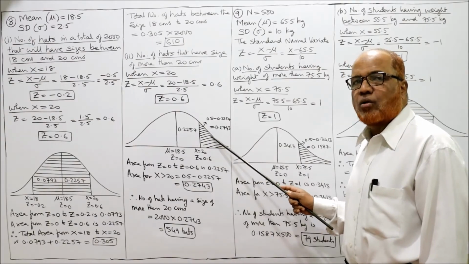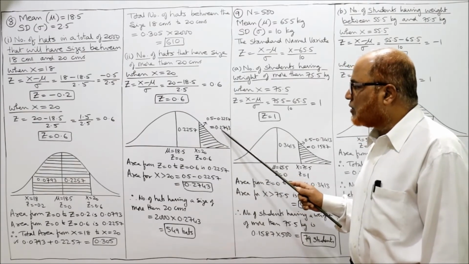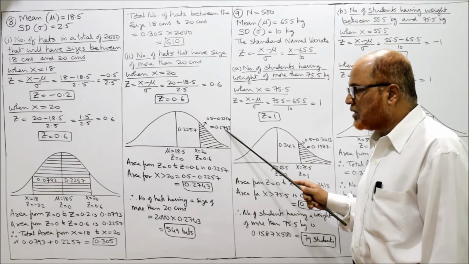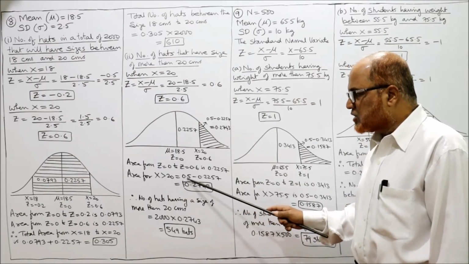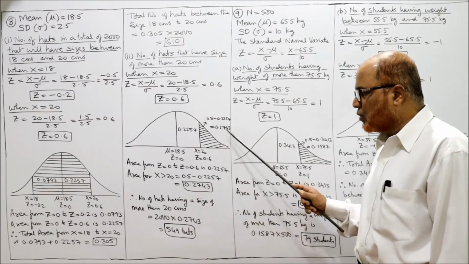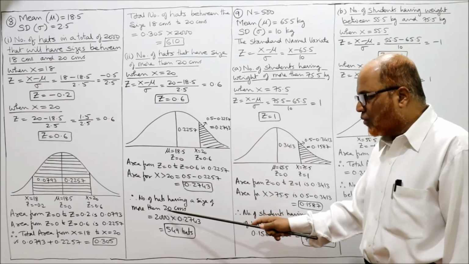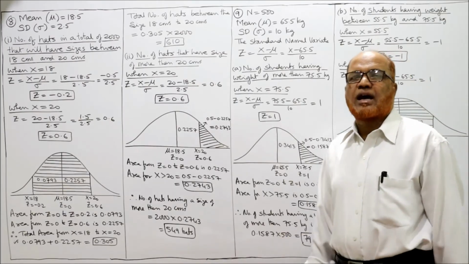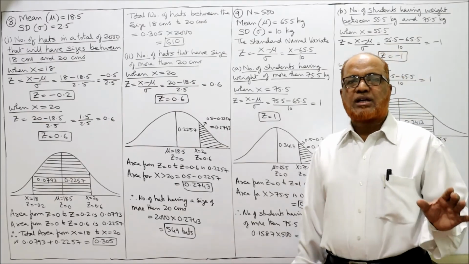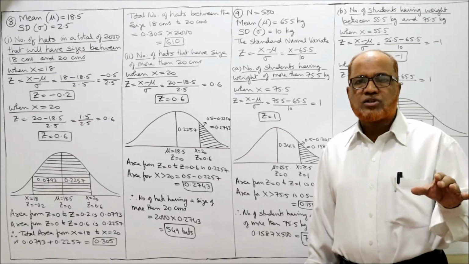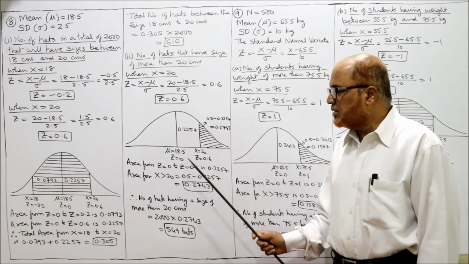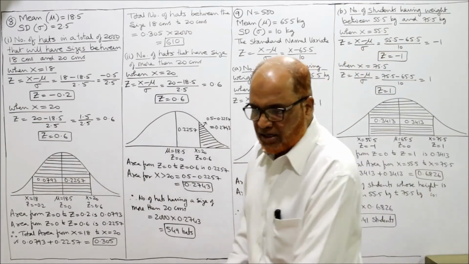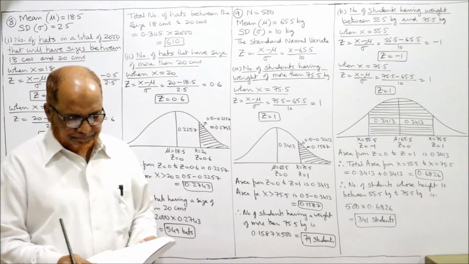So what will the shaded area be? 0.5 minus 0.2257, you get 0.2743. So this shaded area is 0.2743. Area for x greater than 20 is 0.5 minus 0.2257, 0.2743. Now the number of hats having a size of more than 20 centimeters is 2000 into 0.2743, which is 549 hats. So we expect 549 hats, the sizes of which are more than 20 centimeter. That's all. This is problem number 8. Now we discuss problem number 9. See here.